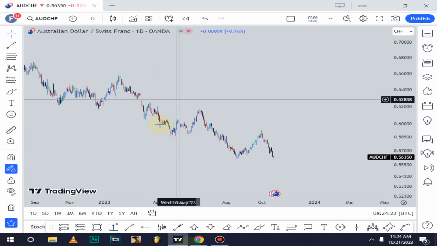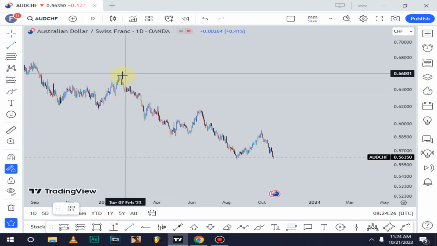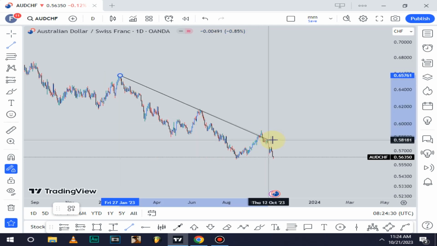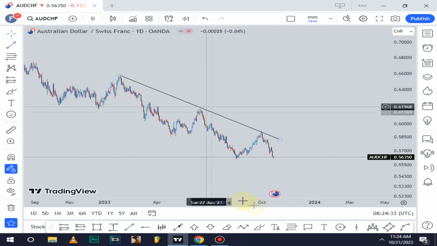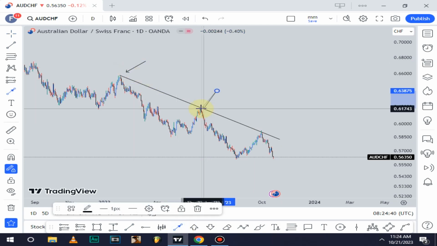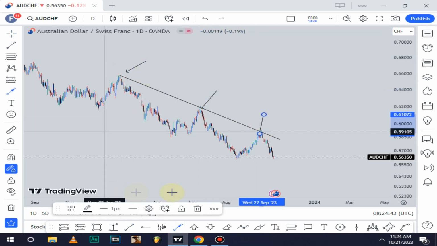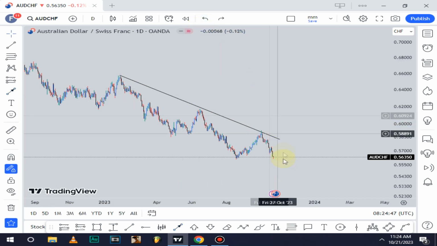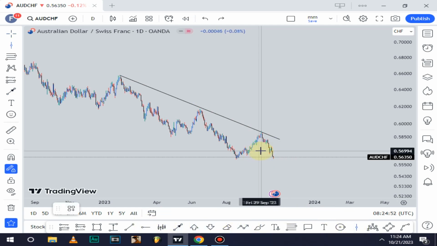Looking at the daily, you know my rule: 1 2 3 we execute, 1 2 3 we execute. So this is what I'm talking about: 1 2 3. Just a minute, let me just draw this. Okay, 1 2 3 execute. I'm talking about this zone over here: first touch, second touch, execute. So we had that first touch, second touch, execute on the third touch, all right? So seeing that Aussie Swiss franc was approaching our third touch, this is the zone. Let me just do this over here, all right?